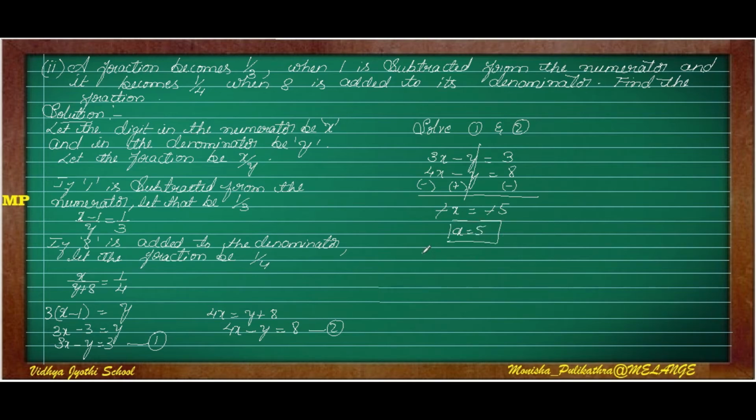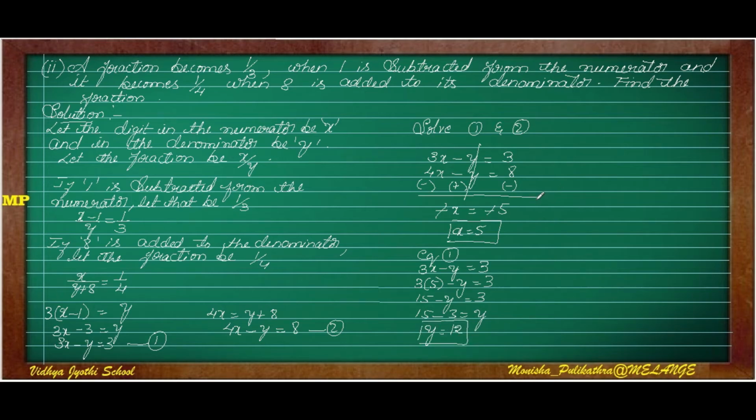So I will substitute this in equation 1. Equation 1 is 3x minus y is equal to 3. So 3 into 5 minus y is equal to 3. So 3 5s are 15 minus y is equal to 3. So 15 minus 3 is equal to, I will be shifting minus y this side, so it will become plus y. So y is equal to 12.